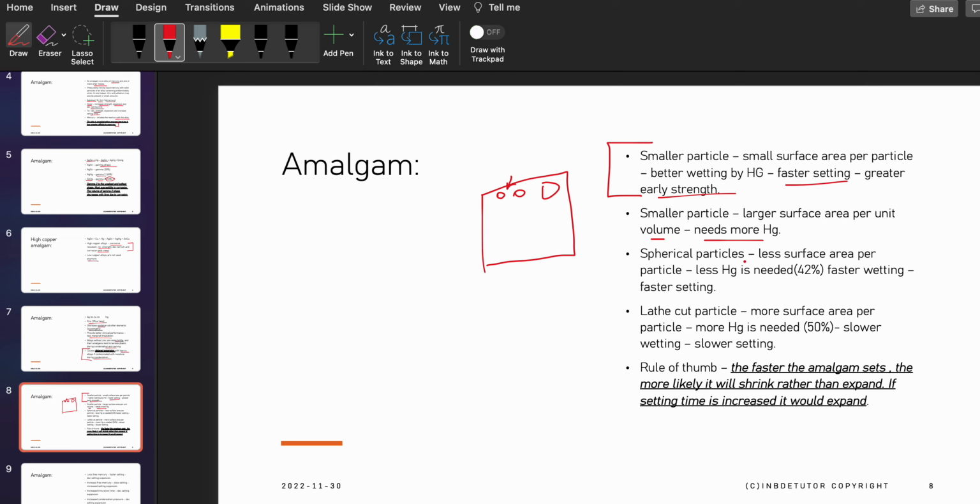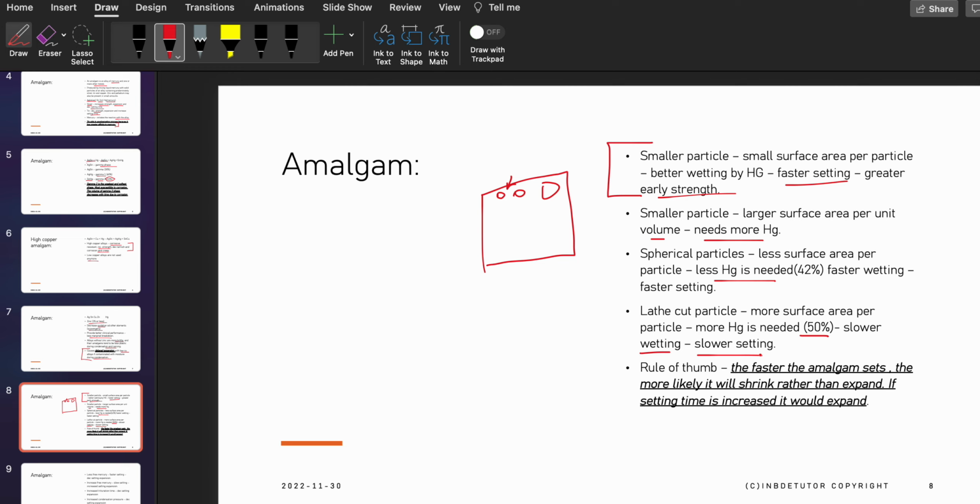And the spherical particles have less surface area per particle, so less mercury is needed, with faster wetting and faster setting. Lathe cut particles are bigger in size, so they will have more surface area per particle. More mercury is needed, even more than 50%. So they will have slower wetting and slower setting.